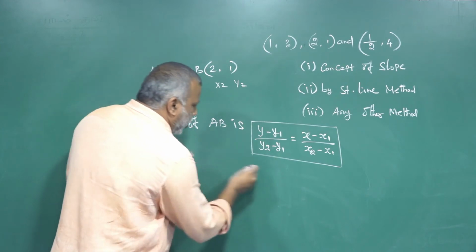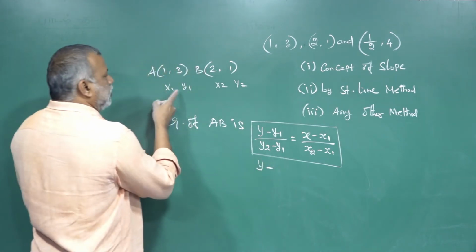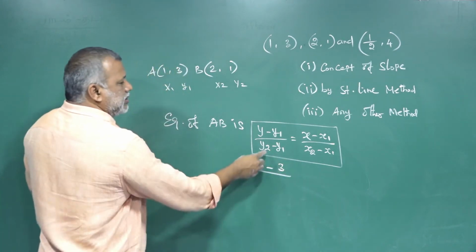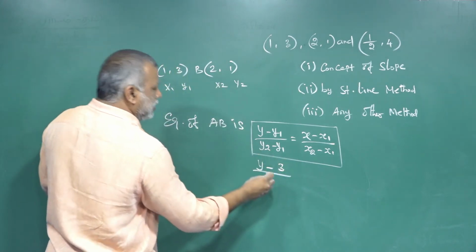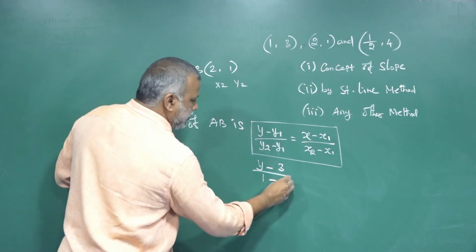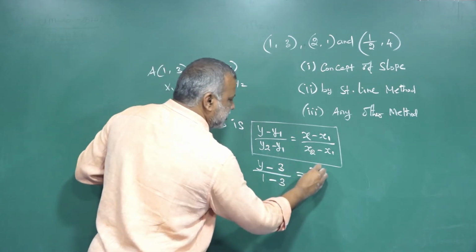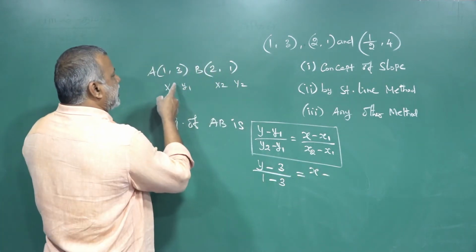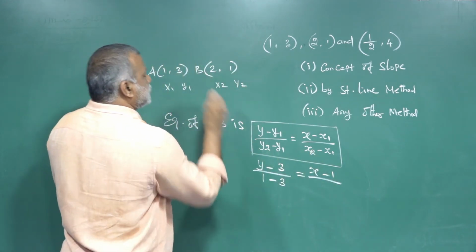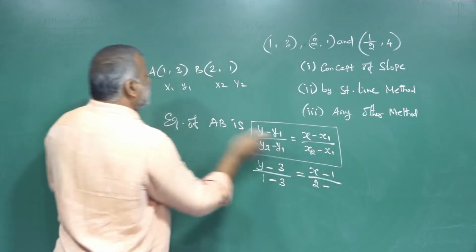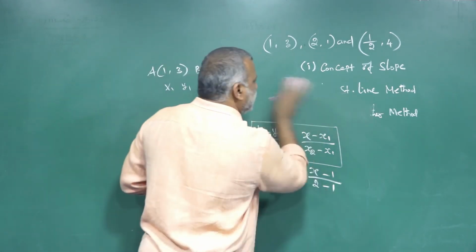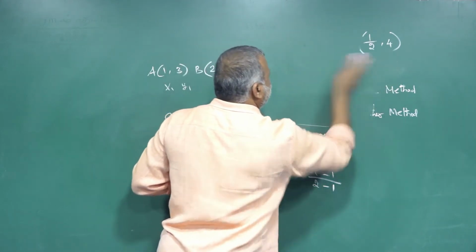See here, y minus y1, what is y1 here? Just substitute the data. y2, what is y2 here? 1 minus y1, which is 3. That is equal to x minus x1, which is 1, divided by x2, which is 2, minus x1, where x1 is 1. Now we need to simplify this.